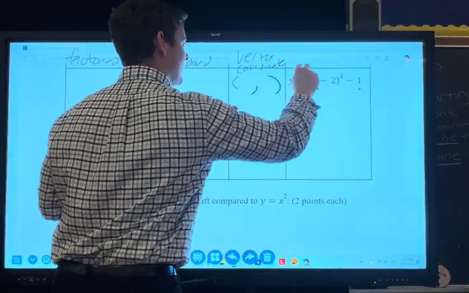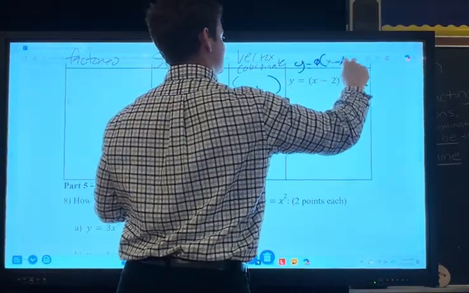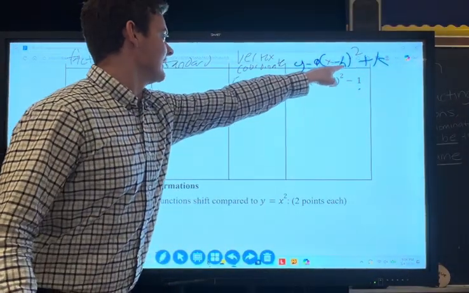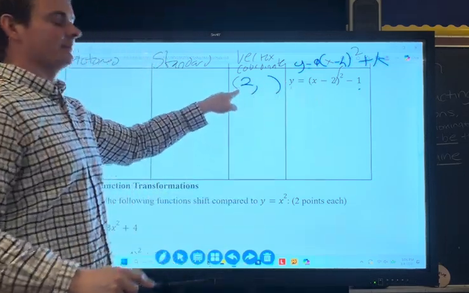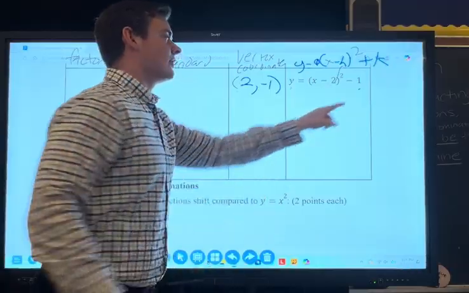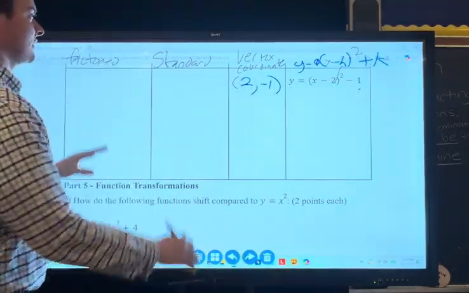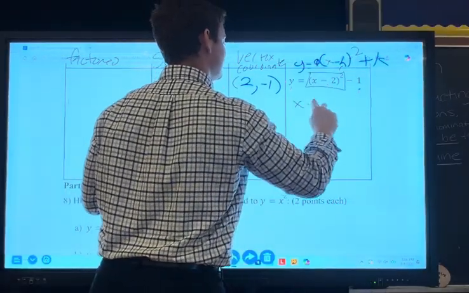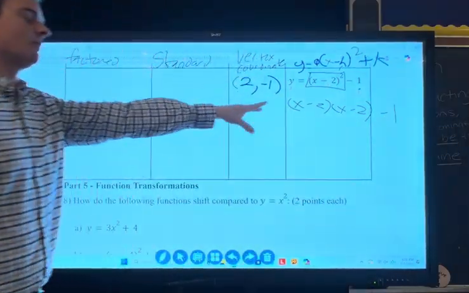This is my y equals a times (x minus h) squared plus k. H is 2, and notice how it's negative, so I flip it to positive. This is negative 1, and it stays negative 1 because it's not in the parentheses. That's my vertex coordinate. To get this to standard form, I have (x minus 2) squared, that's x minus 2, x minus 2, minus the 1.